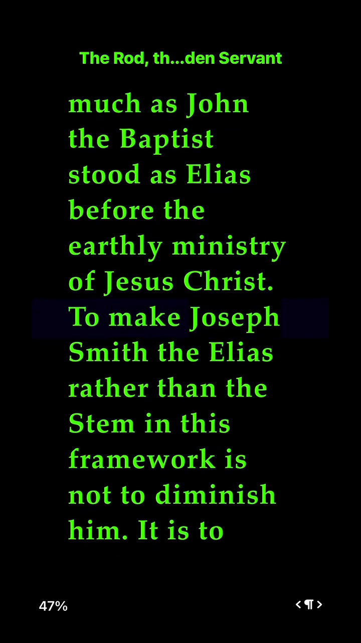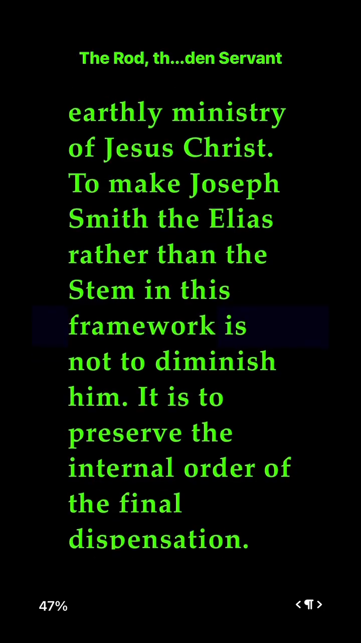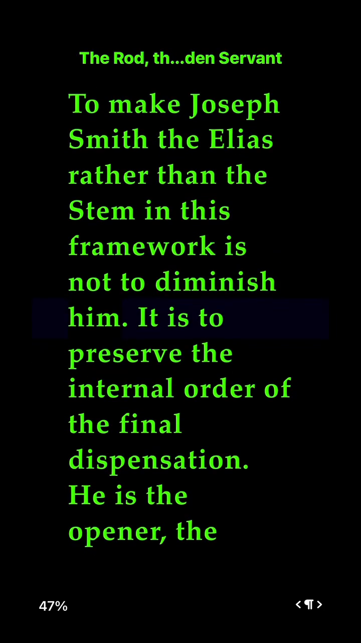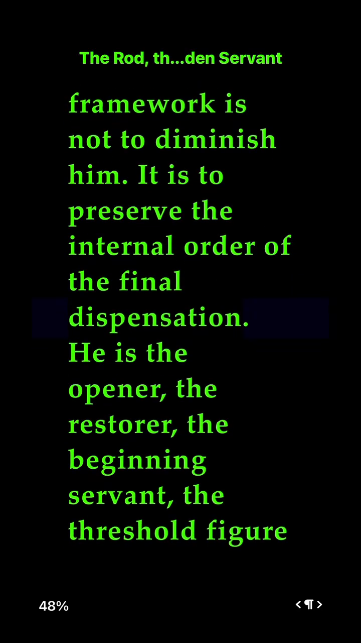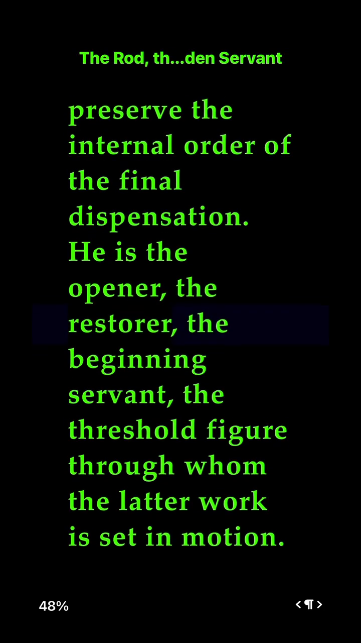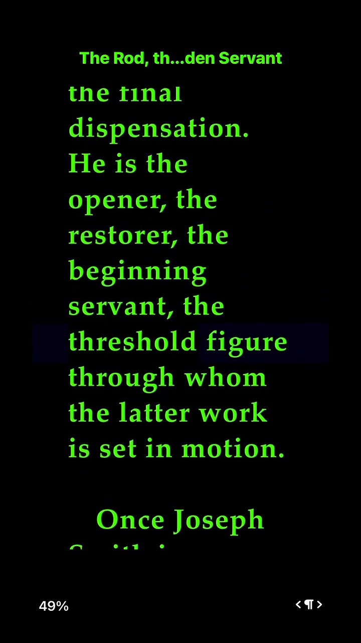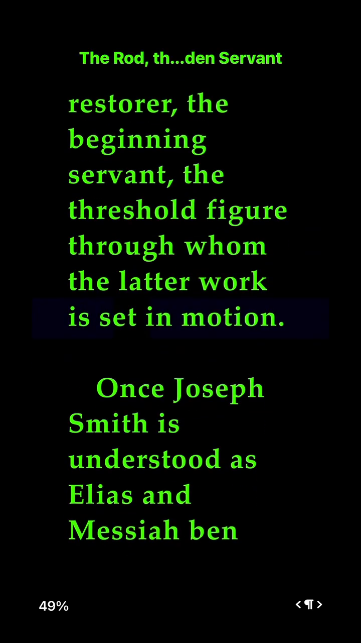To make Joseph Smith the Elias rather than the stem in this framework is not to diminish him. It is to preserve the internal order of the final dispensation. He is the opener, the restorer, the beginning servant, the threshold figure through whom the latter work is set in motion.